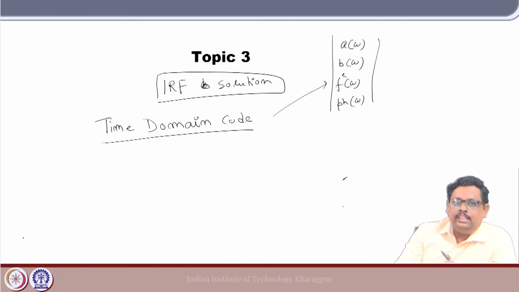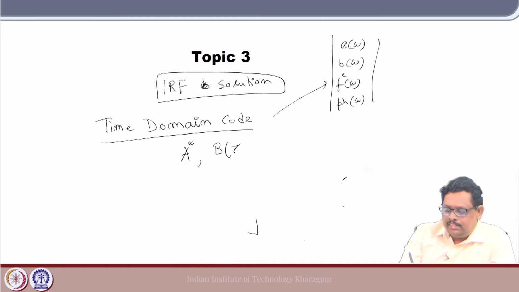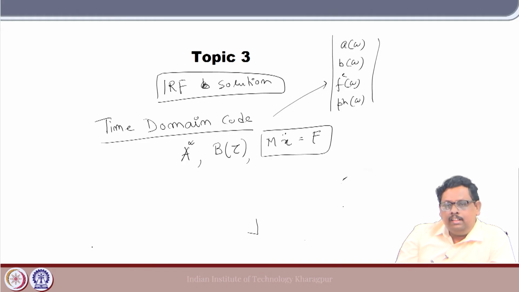Here we discussed very thoroughly each aspect of this IRF based solution. We discussed how to get the value A infinity, also how to get the b(tau) term, and how I can solve the equation of motion M x double dot equal to F in the time domain. So, these three are the main key parts of this whole thing.